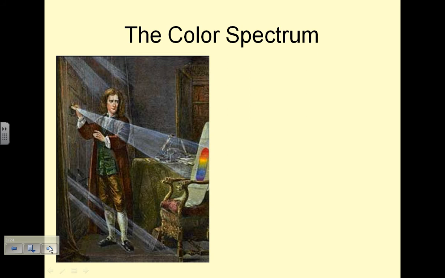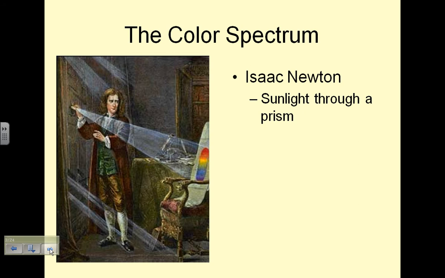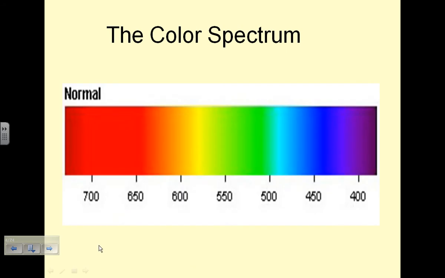Isaac Newton was the first person to take a prism, take a small beam of light. He was in a darkened room at Cambridge, and looking at that light, he saw the colors of the rainbow. Those colors are your Roy G. Biv. These wavelengths are in nanometers. So that's 700 nanometers for red light and about 400 nanometers for your violet light.